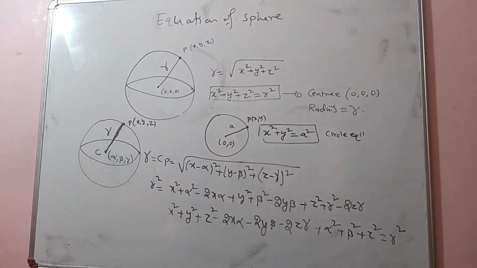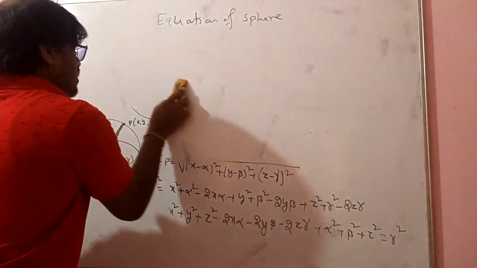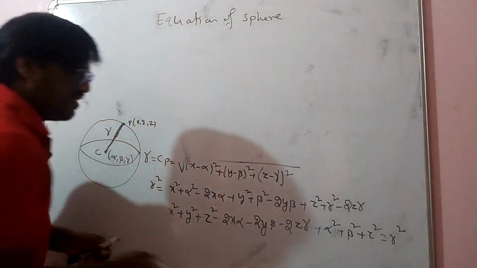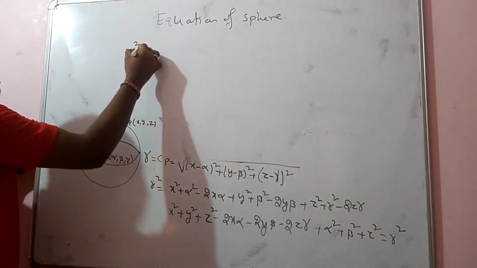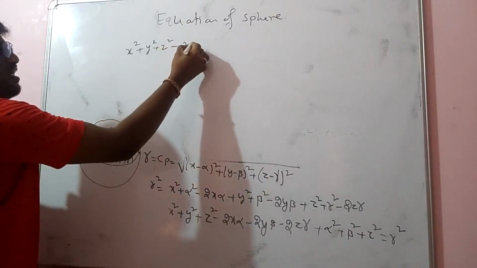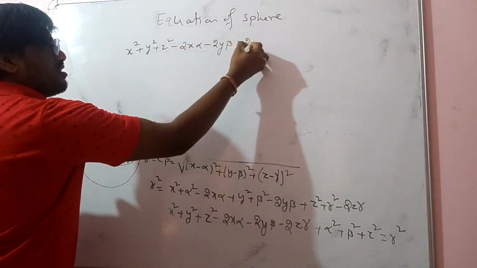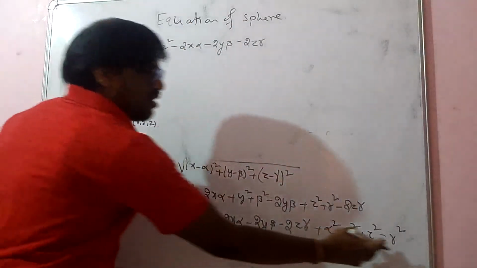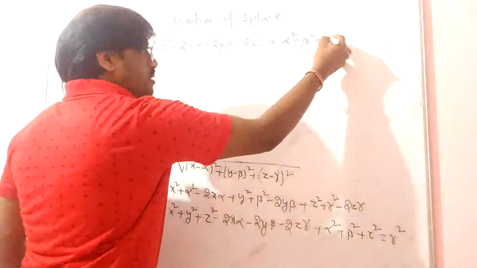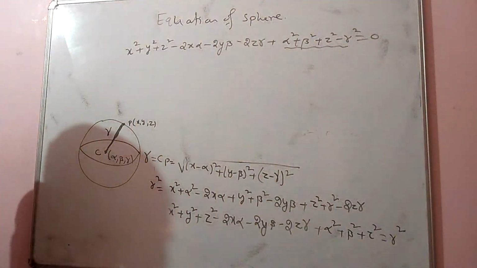Now I am going to write the equation of the sphere having a different center, and that is what I am going to explain now. If I simplify this further, I am going to get x square plus y square plus z square minus 2x alpha minus 2y beta minus 2z gamma. And this whole thing, let us consider a constant: alpha square plus beta square plus gamma square minus r square is equal to 0. Let us consider this a constant.